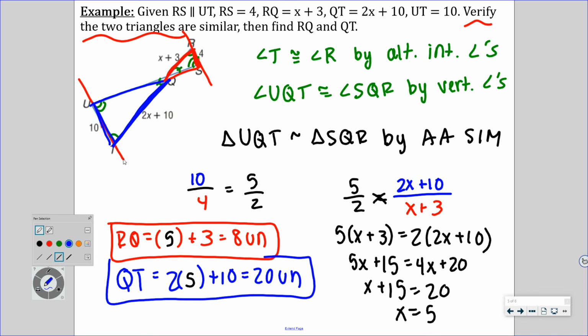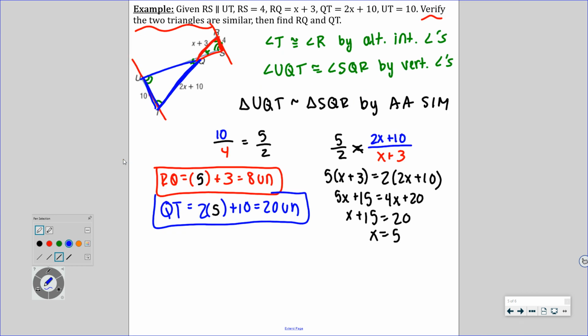Now, because we're always paying attention to details and checking our answers, you should check if your answers of your corresponding side lengths are indeed proportional to that scale factor. So you can check here, 20 to 8. Yep, that would be consistent with my ratio of my other side lengths.